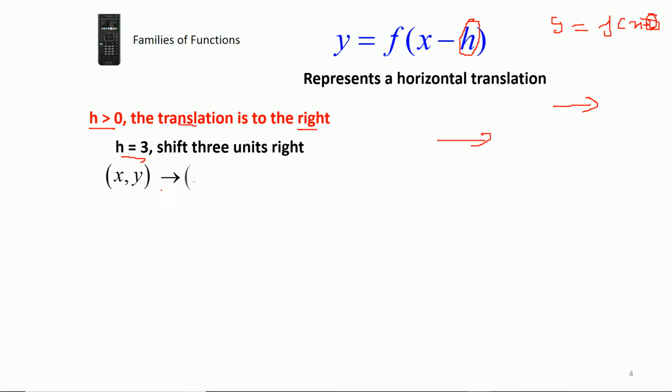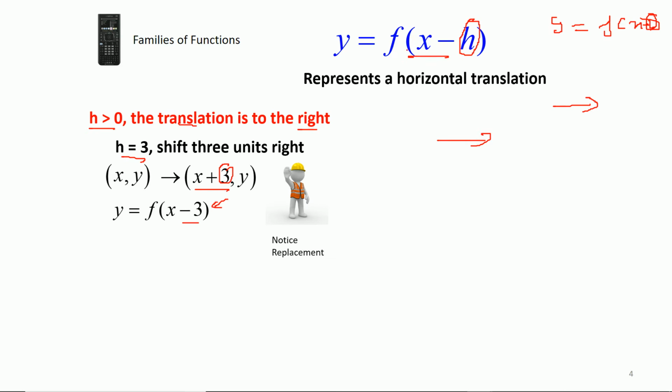Right? You have x, y. Now if you have x minus 3, that is, you are trying to find y equal to f of x minus 3. Just notice this replacement, because this represents a horizontal translation. That is why we put a 3.